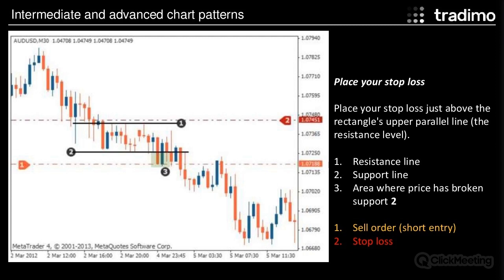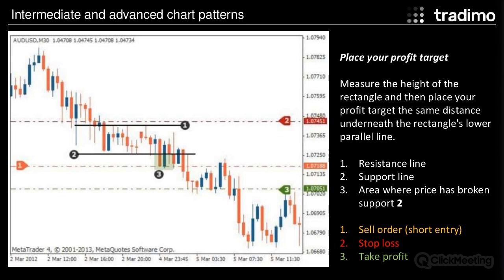After you place the stop loss, you also have to place a profit target. Measure the height of the rectangle, and then place your profit target the same distance underneath the rectangle's lower parallel line. You see the orange line, the sell order, where we are short entry, then the red line, the stop loss, and the green line, where we put the take profit. In most cases, the risk-reward ratio is slightly negative, so you earn less than you risk. But of course, the profitability of this strategy is bigger than 50%, and this is why you make profit with this kind of strategy.